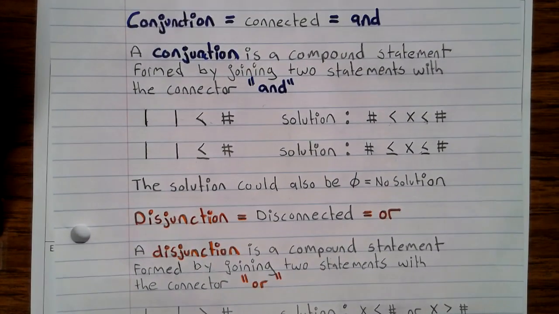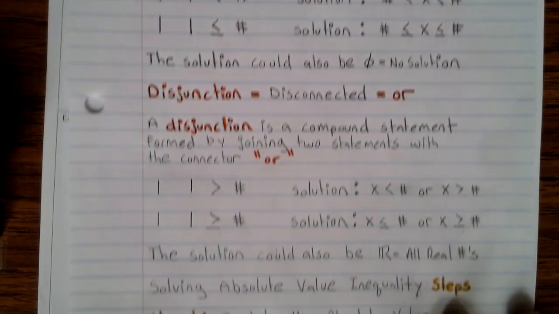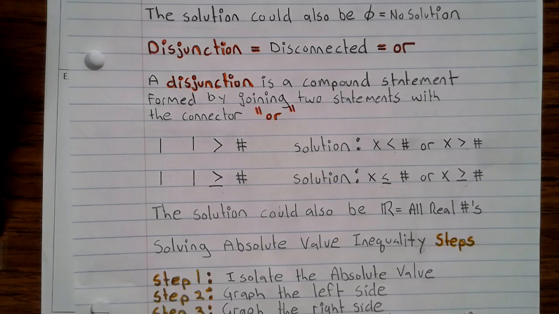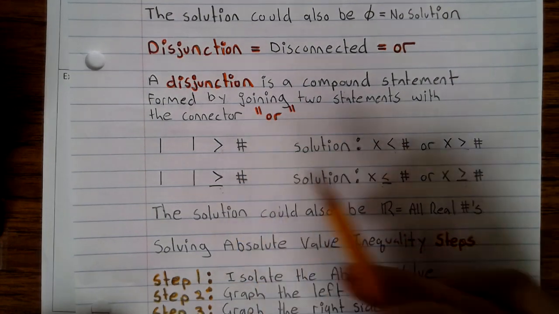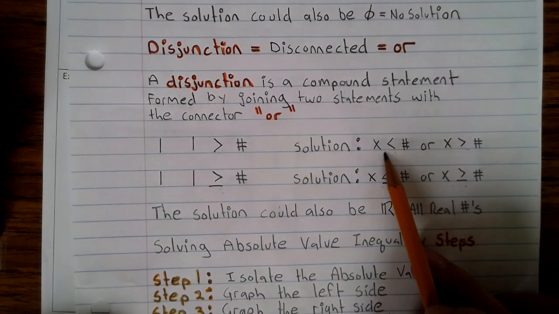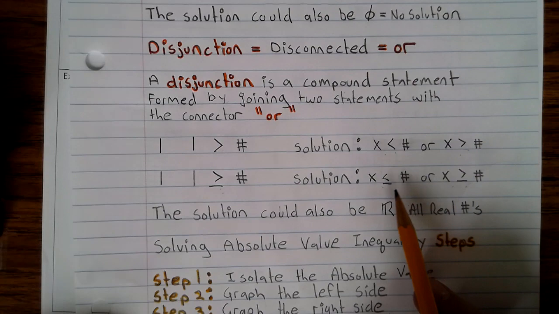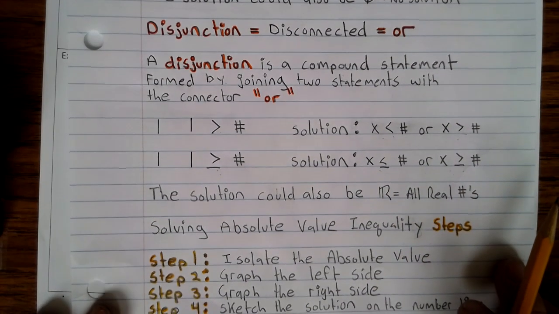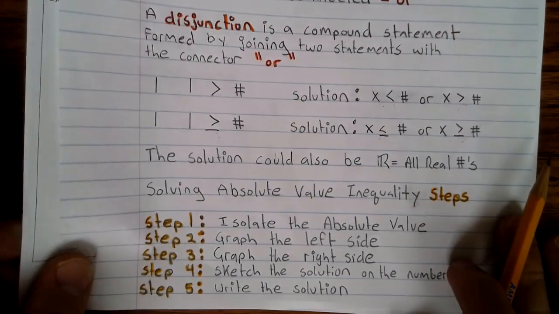All right, finish up conjunction notes. Now let's look at disjunction. Disjunction, or disconnected, "or." A disjunction is a compound statement formed by joining two statements with a connector "or." So the key is, if it's greater than or greater than or equal to, it's going to be an "or" solution. So X is less than, or X is greater than, or X is less than or equal to, or X is greater than or equal to. The solution also could be all real numbers.